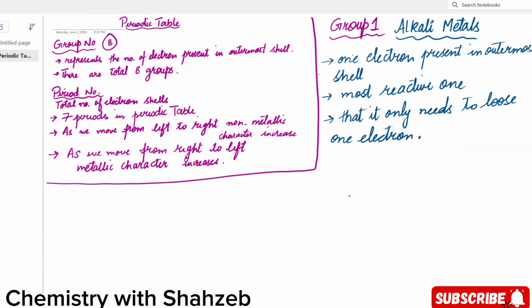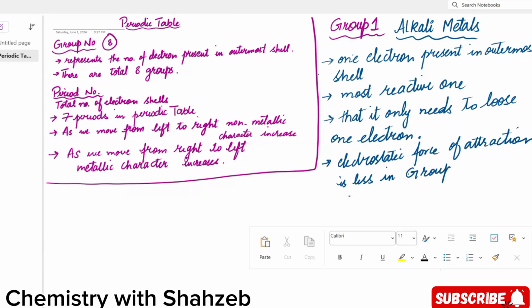In order to convert into a positively charged ion, because we know it has only one electron, the electrostatic force of attraction is less. Electrostatic force of attraction is basically the force of attraction between the nucleus and the outermost electron. So electrostatic force of attraction is less in group 1 metals.